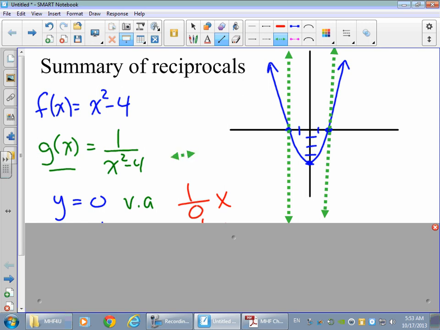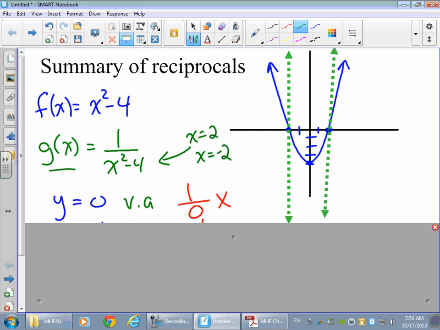If I'm looking at this one, of course, it should be pretty obvious that when I put x equal to 2 or x equal to negative 2 into here, that's when I get a problem. And I get division by 0, and so that's why we end up with the vertical asymptotes at those two spots. We can make these straighter. Not important.